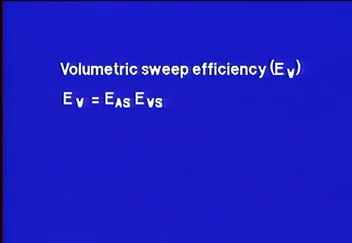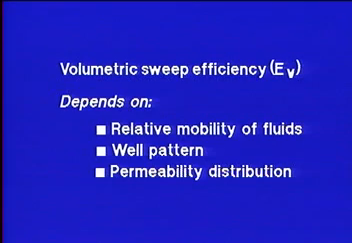The product of aerial and vertical sweep efficiency tells us the fractional volume of the reservoir that is contacted by the displacing fluid during an improved recovery operation. We shall refer to this product as the volumetric sweep efficiency, E sub V. The displacement efficiency is the fraction of oil in this swept volume that is recovered. The volumetric sweep efficiency depends on three key factors: the relative mobility of the displacing fluid to that of the oil, the injection and production well pattern, and the permeability distribution of the reservoir. Let's consider the first factor.